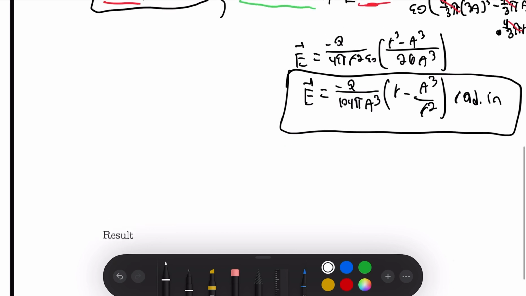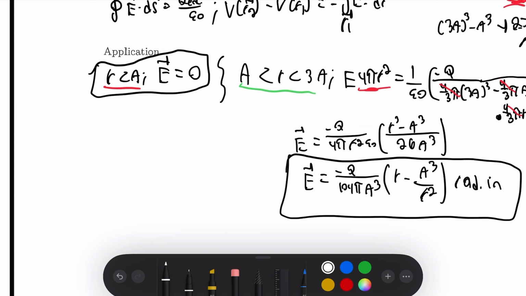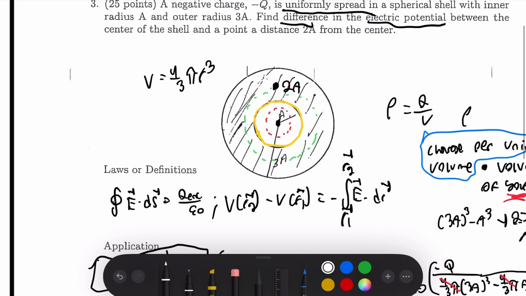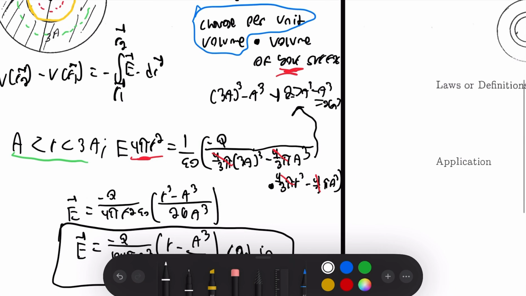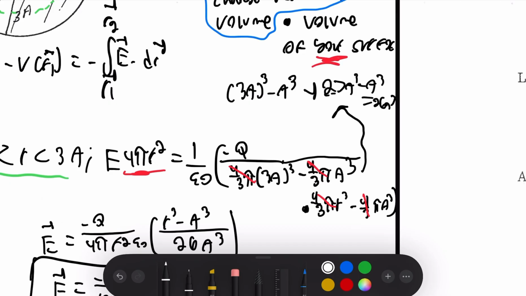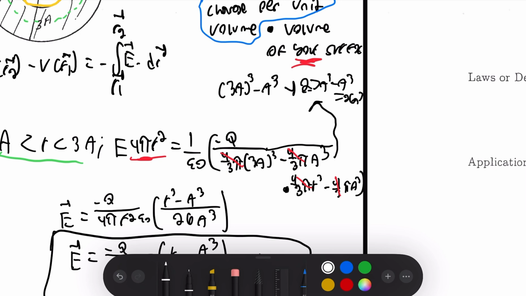So if I solve for the potential now, I'm not worrying about the outside of the sphere. I only care about a distance 2a. If I did care about a point outside of the sphere, I would have to calculate that as well, which would just be Q over epsilon naught, because when I'm on the outside, my arbitrary r would be the same radius as the volume of the shell, so they will both cancel out. So I'll be left with negative Q over epsilon naught.